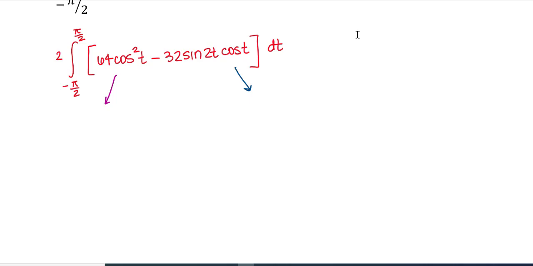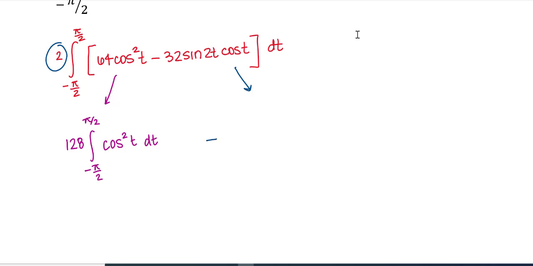So in the first integral setup, I'm actually going to have 128. If I pull that 64 out front, my bounds are still negative pi over 2 to pi over 2. And I'm integrating cosine squared t with respect to t. So for that, I'm going to be able to use my reduction formula or that double angle from the cosine 2t.